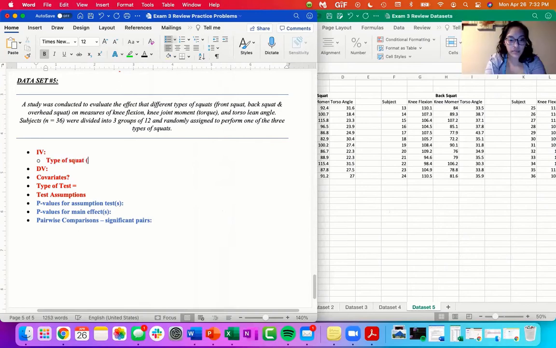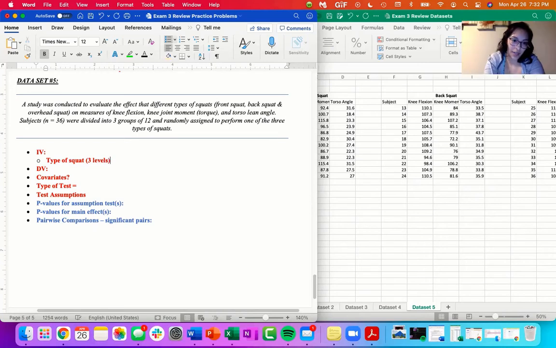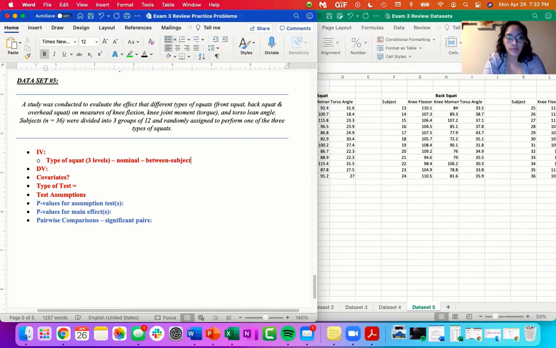Different types of squats. So type of squat, how many levels? 3, representing each type of squat, right? And then nominal data because we have been able to categorize. And then is squat a between or within subject factor? Between. Okay, between subject. Right, and we know that because we said we divided people into 3 groups and they were randomly assigned to perform one of the 3 squats.